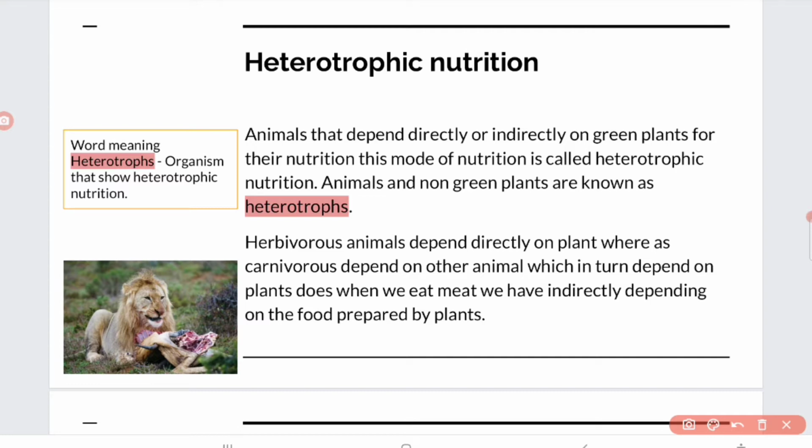Now, what are heterotrophs? Heterotrophs are organisms that show heterotrophic type of nutrition. Okay.